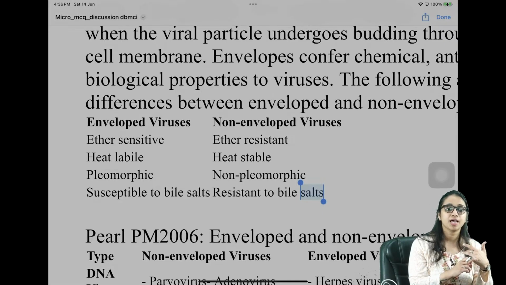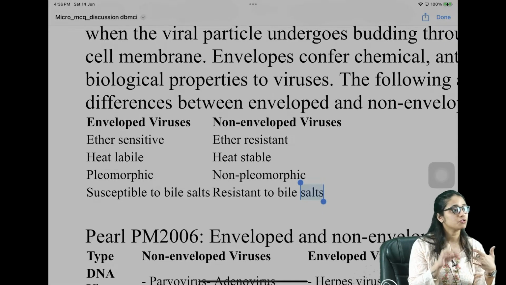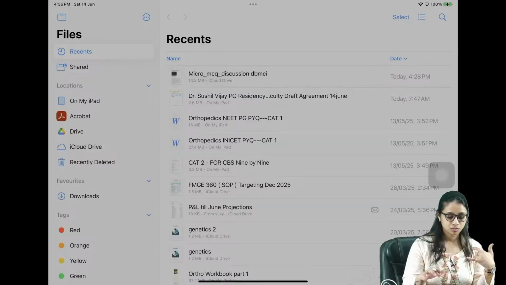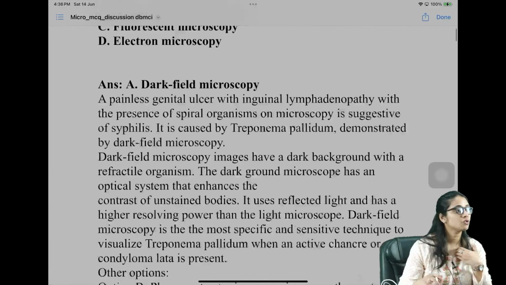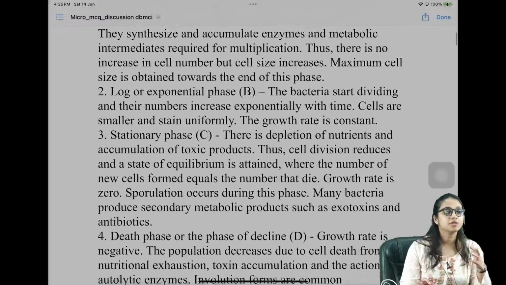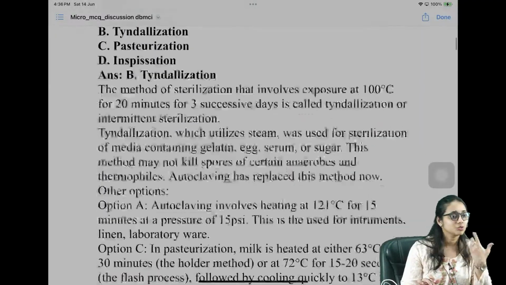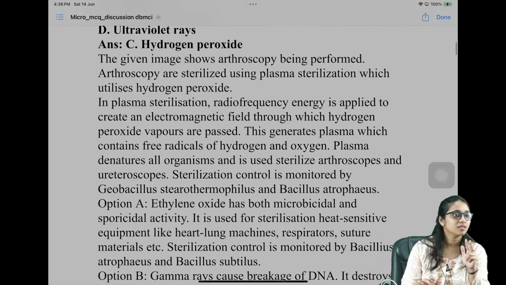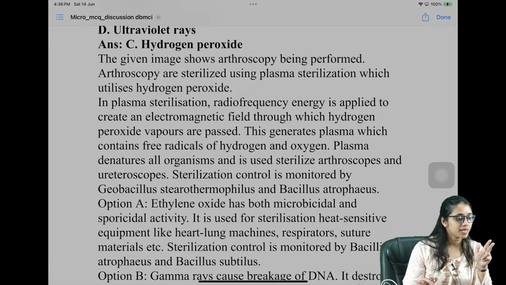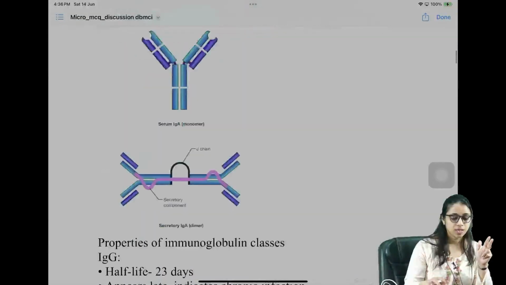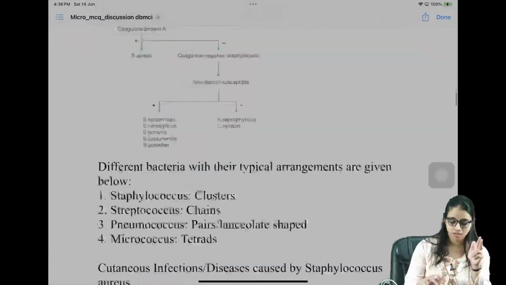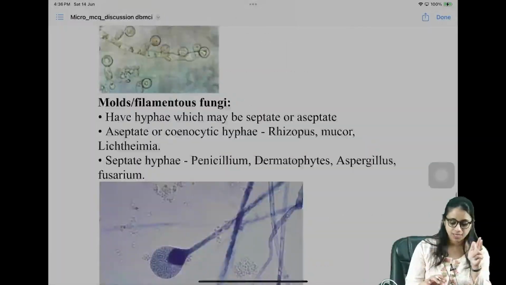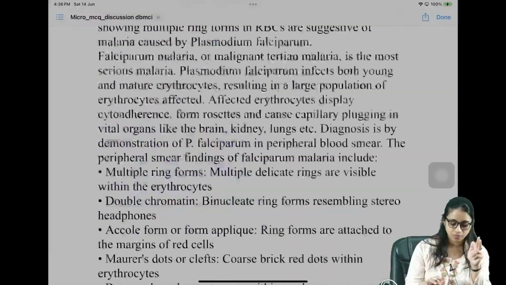Enveloped viruses have a lipid envelope. They are sensitive to what? They are sensitive to ether, then they are heat susceptible, heat labile, then they are pleomorphic, unlike the non-enveloped viruses. So this is the difference between enveloped and non-enveloped viruses.